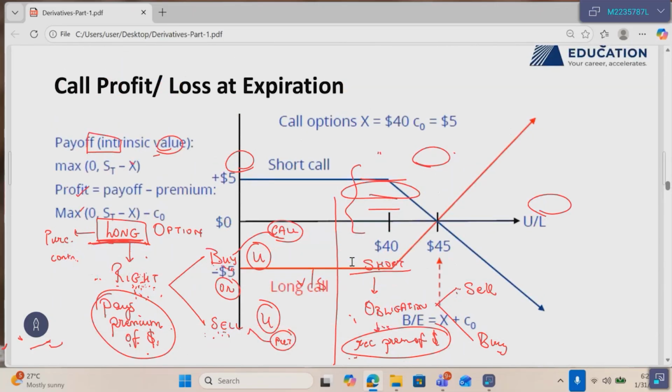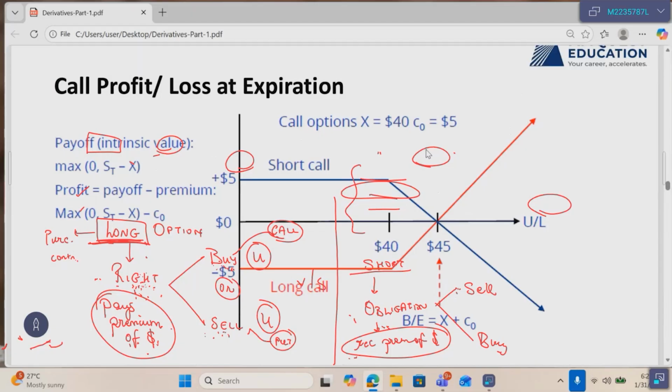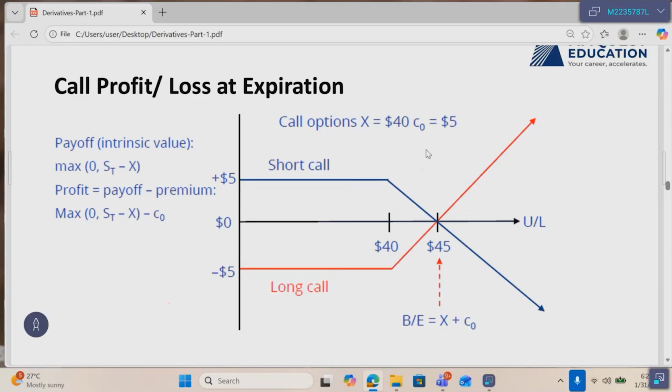Now, this is very interesting. This is a nice diagram which will help you understand how people make a profit or loss on maturity or expiration of an option. Clear? We go into the diagram. Let's understand some key terms. What is payoff? Payoff is nothing but the amount paid at maturity. Correct? That's called payoff. Okay?